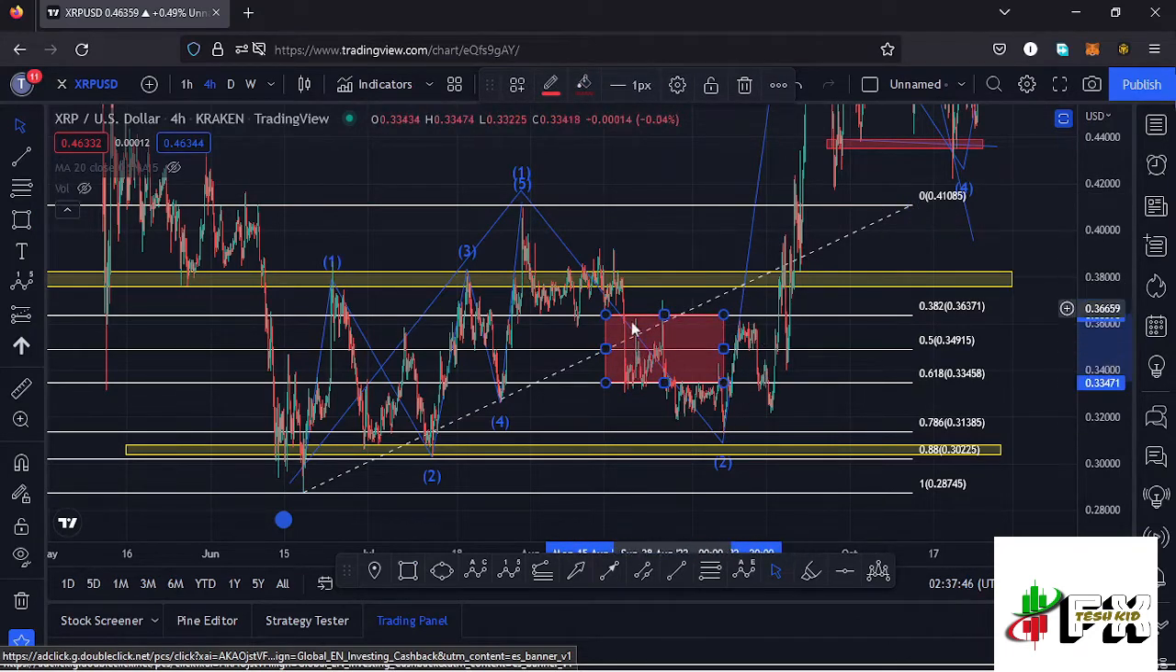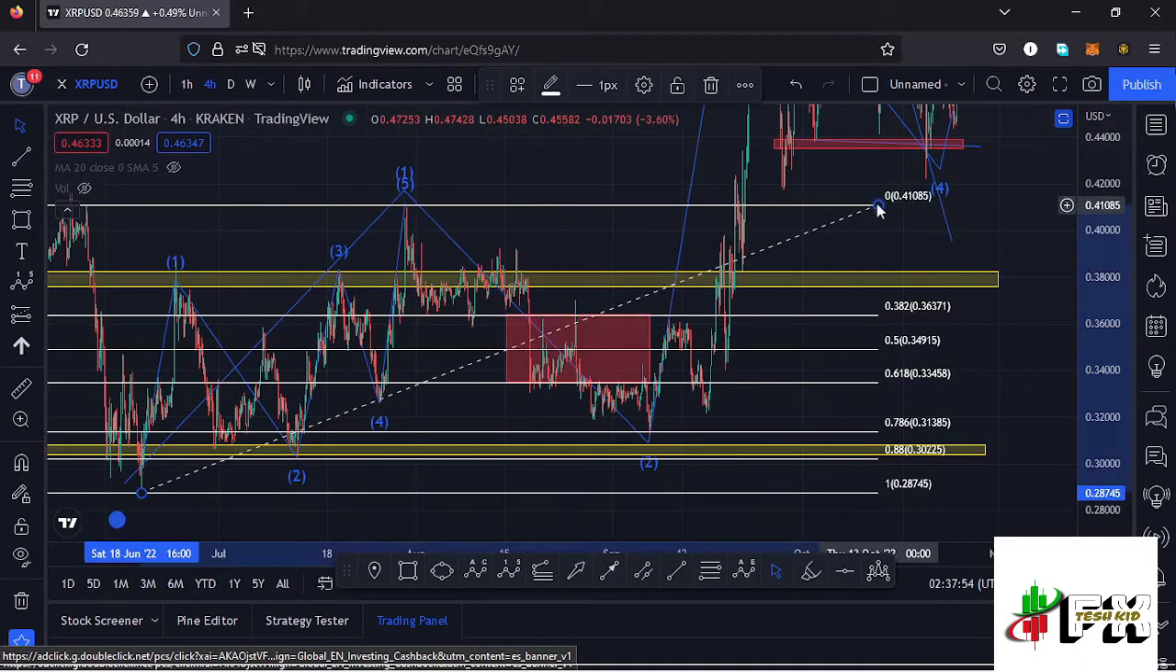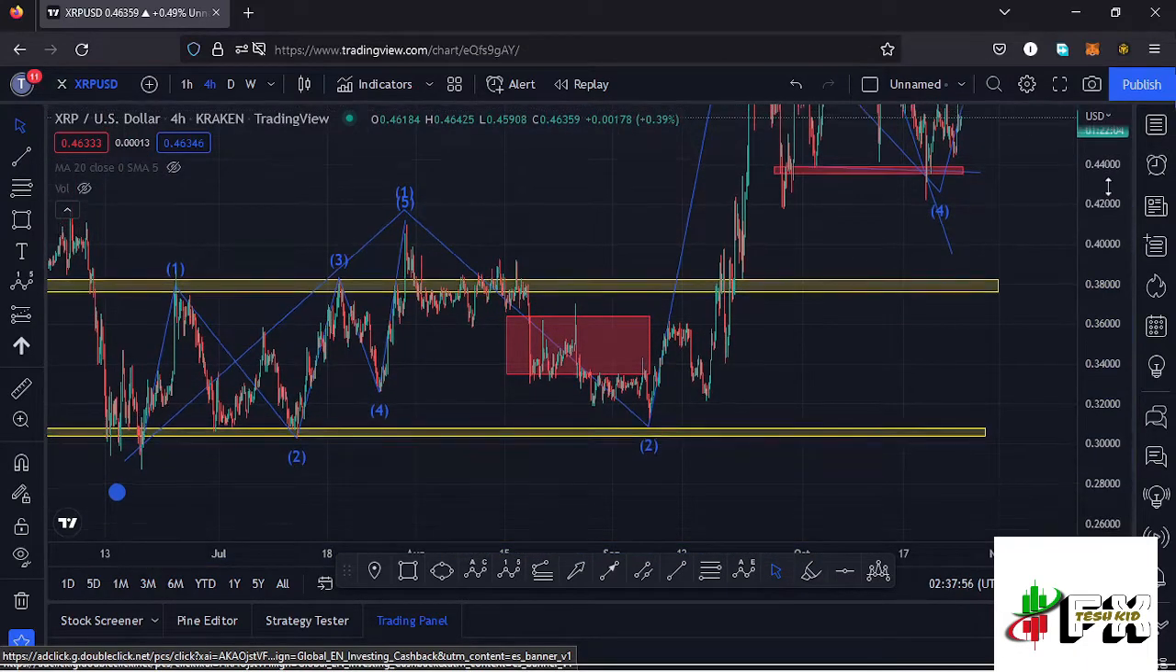We even managed to break out of the target area and went back to the Fib level 0.78, which is a key area of support, and we saw a very nice bounce to the upper side in the formation of a wave 3.